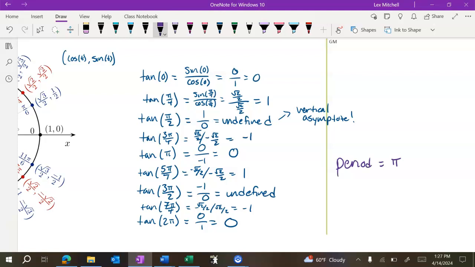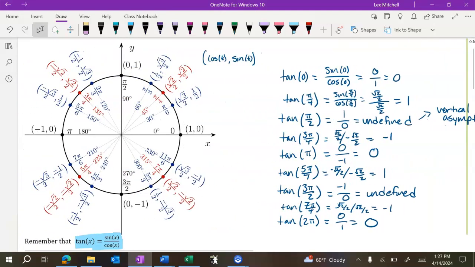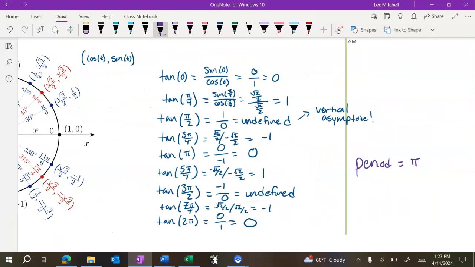So normally for sine and cosine, our period was 2 pi. It took 2 pi to get around our unit circle. But for tangent, it only takes pi. After we get past pi, we just start repeating the same pattern. So now when we're finding our period, we're only going to be using pi, not 2 pi.